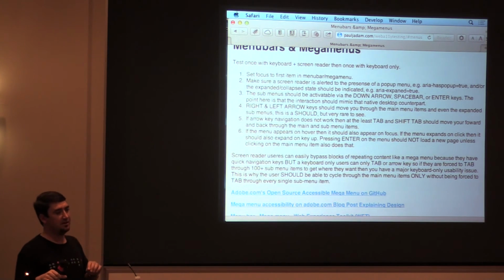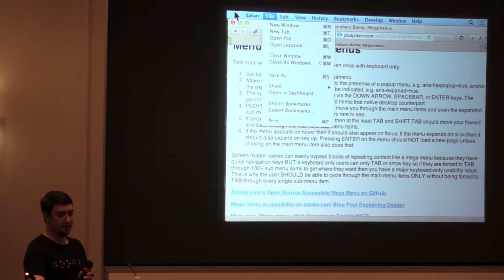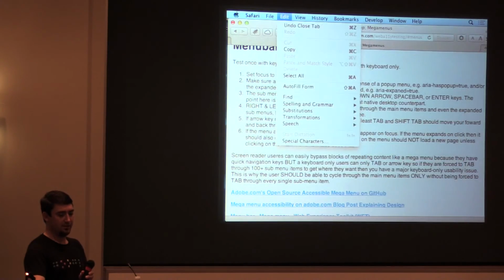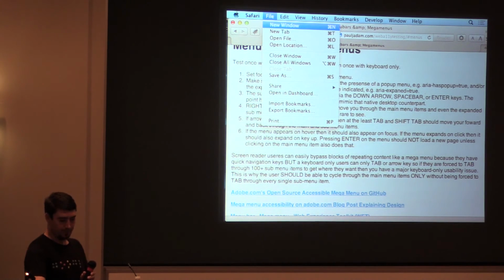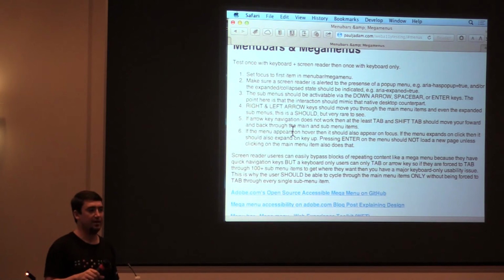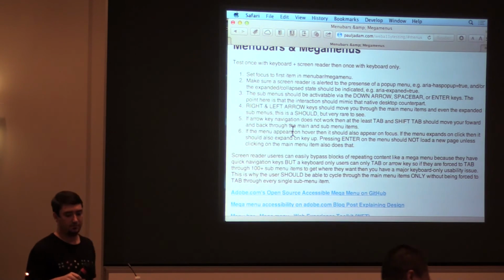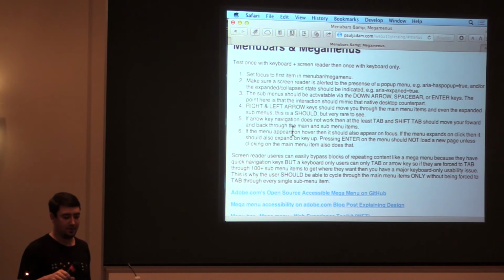The point is to mimic a native experience. So this is a menu bar, and I can use my right and left arrow keys, and I can use my down arrows to get through it. And I can hit escape to close it. If arrow key navigation does not work, and it usually doesn't, at least you need tab and shift tab. You need to tab through every item, and you need the state, expanded and collapsed.